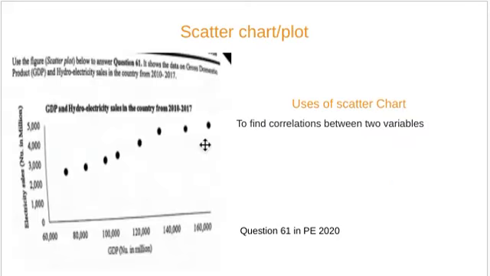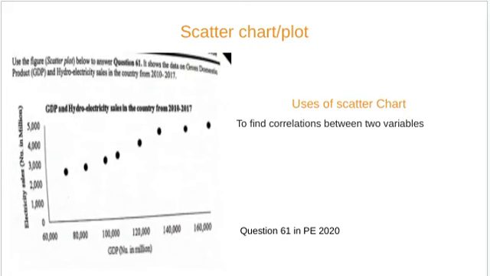Next we have a scatter chart or a scatter plot. So in scatter chart or scatter plot, we use it usually to find the correlation between two variables. That is, in this diagram the variables are GDP and the electricity bills. So we use this diagram to find the correlation between the GDP and the electricity bill in millions.